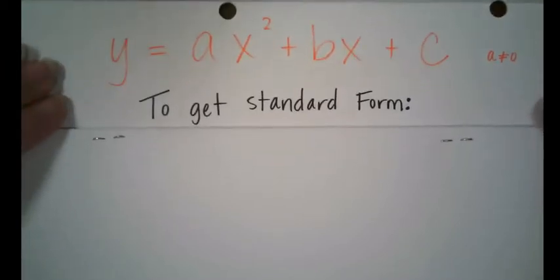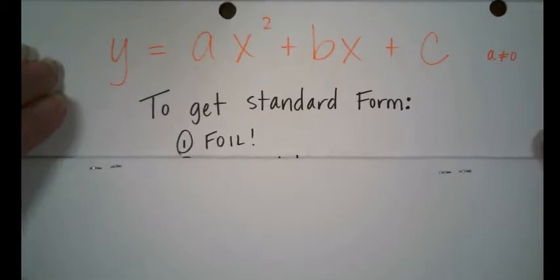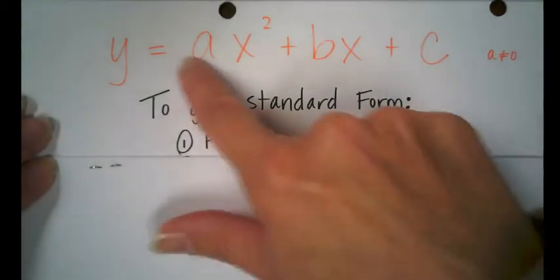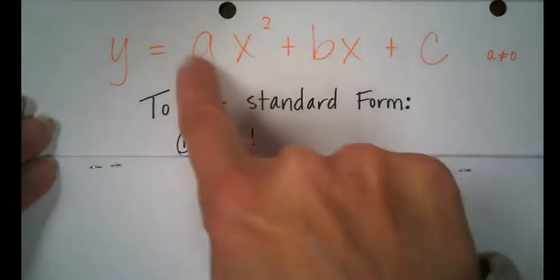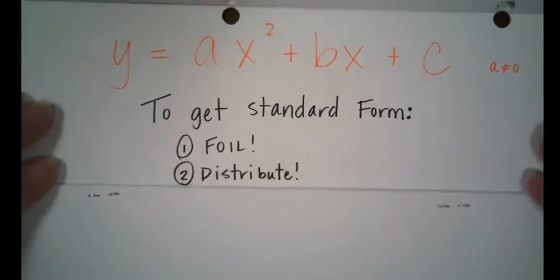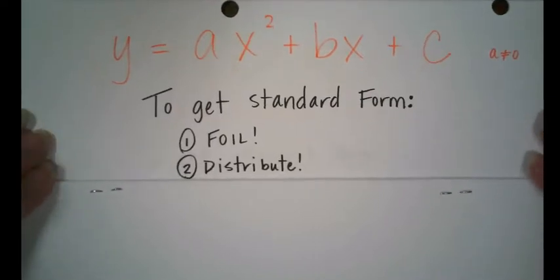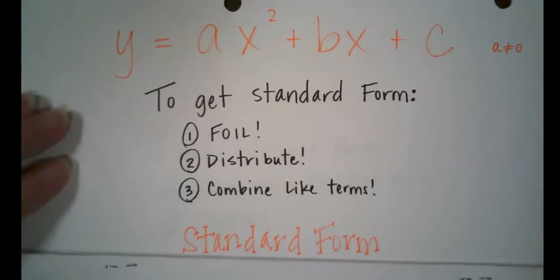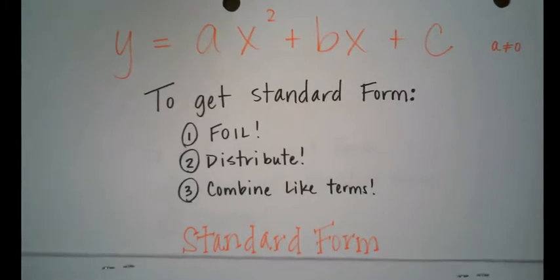All right, so to get standard form, and if you need to, pause the video so that you can keep up. So to get standard form, the first thing that you're going to do is FOIL. So you want your answer in this form. Once you're done foiling, you need to distribute if there's a GCF out in front, and then you're going to combine like terms.